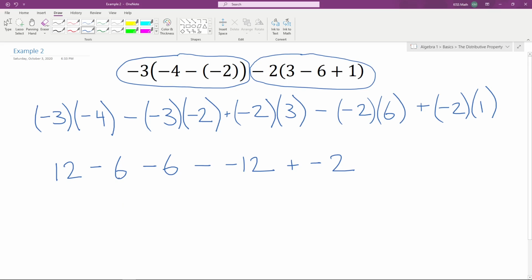So we have 12 minus 6 is 6. Minus 6. Two negatives here, so plus 12. Plus a -2, so that's just -2. 6 minus 6 is 0. And then we have plus 12 minus 2, so that's 10.